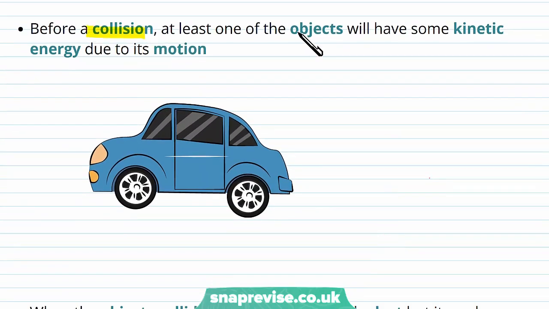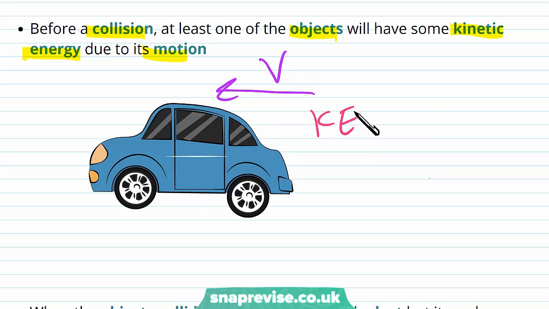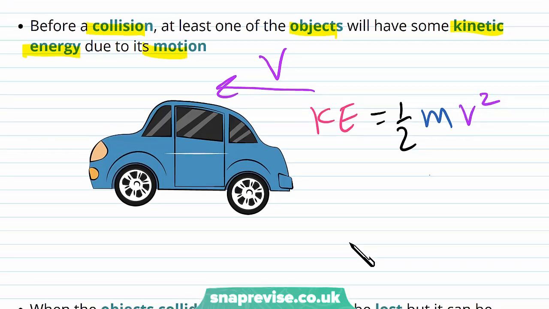Before a collision, at least one of the objects will have some kinetic energy due to its motion. For example, this car here is moving with a velocity v from right to left, and we know that a moving object has kinetic energy which is given by a half mv squared: a half times its mass times its velocity squared. So that's the kinetic energy of this car.